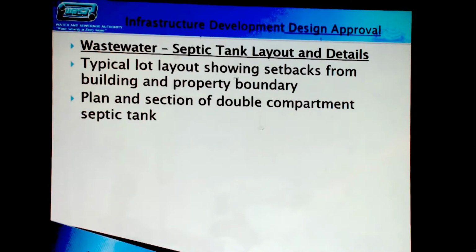Wastewater septic tanks and layouts. This is important where you use an onsite system. You show the minimum setbacks of septic tanks and secondary systems in relation to property boundaries and buildings and so on. That is required. If your drawing is to scale, fine, we'll determine it from the drawing. If it's not to scale, because building development designs are not required to be to scale, you could indicate those setbacks and so on.